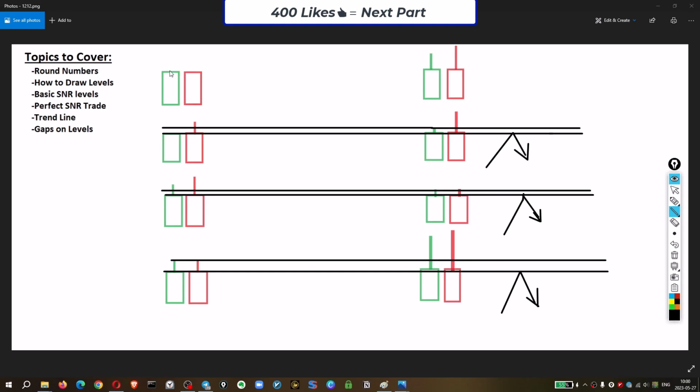Let me just draw this as well. So you might need to take a screenshot. Okay, you can take a screenshot.